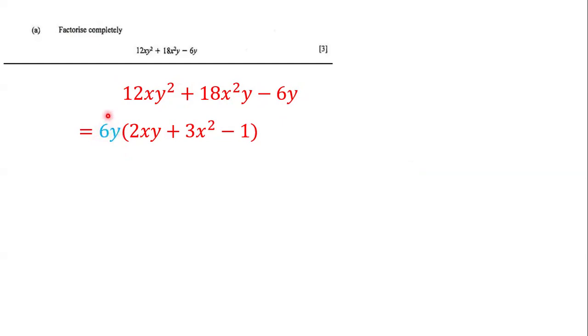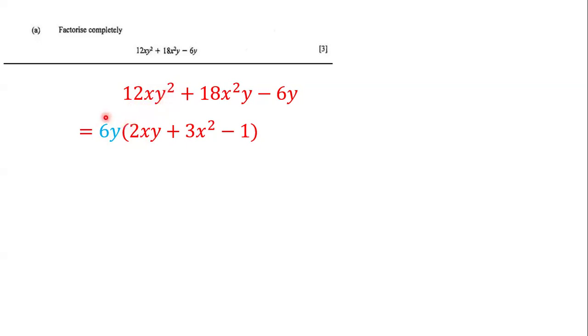And so we ask ourselves, what times 6 gives us 12? Well, 6 times 2 gives us 12. And notice that we have x here, so we have the x here as well. And then we say, what times y gives us y squared? Well, y times y is y squared. And so that means that 6y times 2xy is 12xy squared.